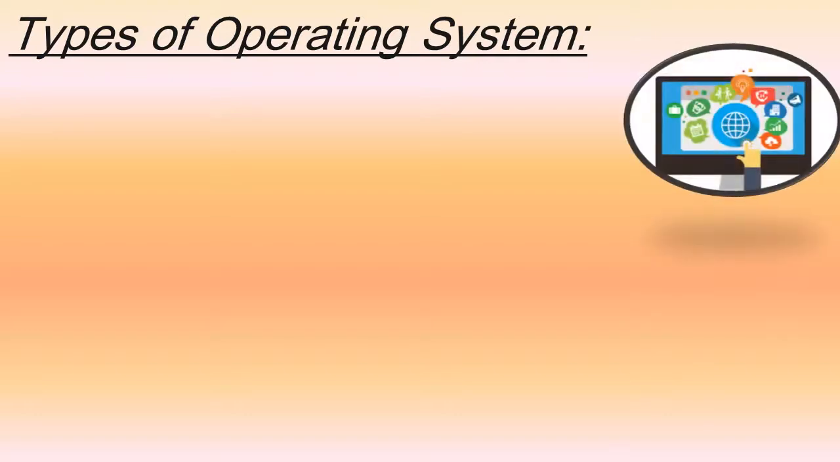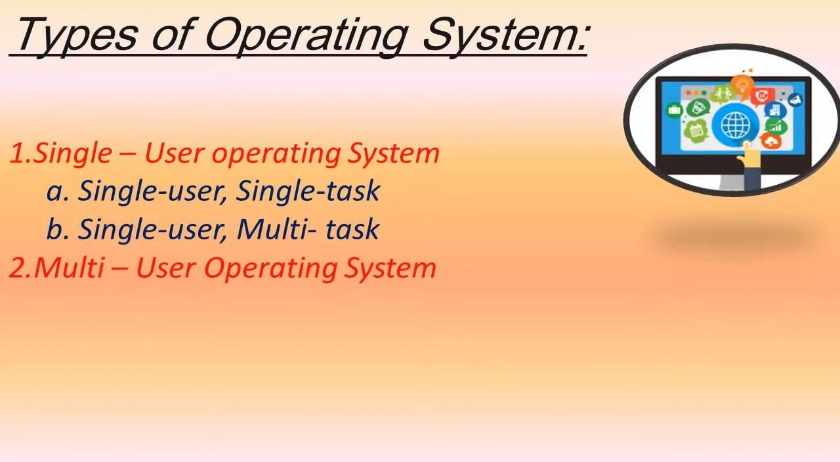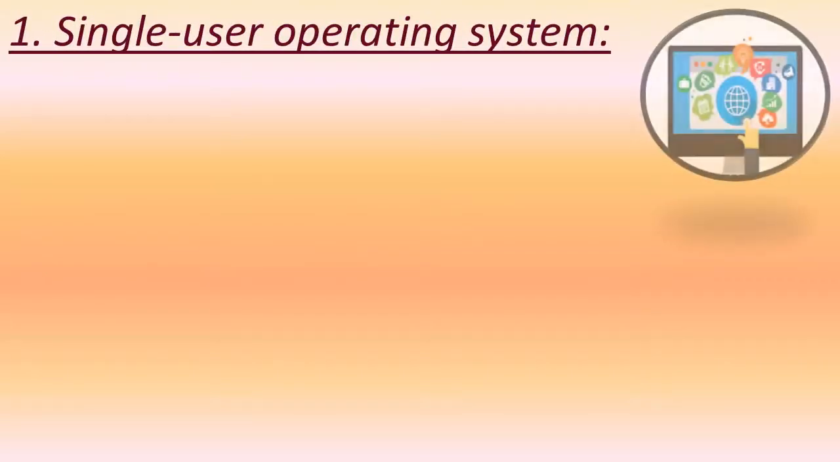The next topic is about types of operating system. In operating system, there are two types: single user operating system and multi-user operating system. In single user operating system, there are two types: single user single task, and second one single user multitask. Let us see the meaning of single user operating system.